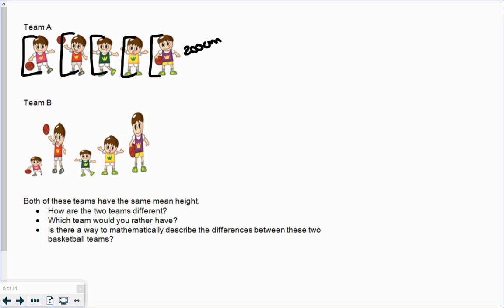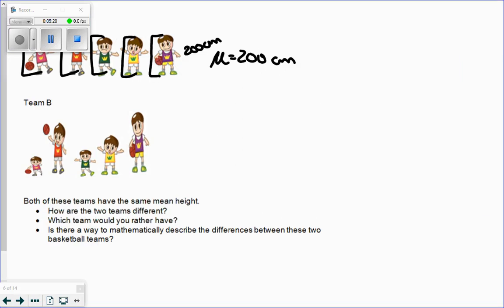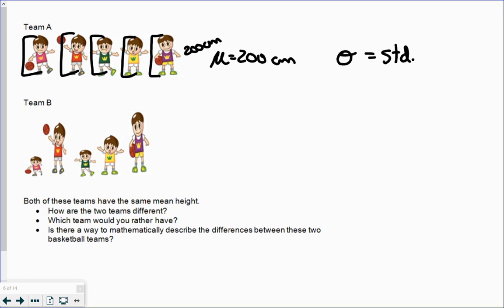The average, okay, so the mean is 200 centimeters. Okay, so you can see from the first team that they're all the same height. So that would mean then that they would have the same mean. Because they're all the same height, they're very consistent in their height. So because they're consistent, their standard deviation will be very low because they all are the same height.